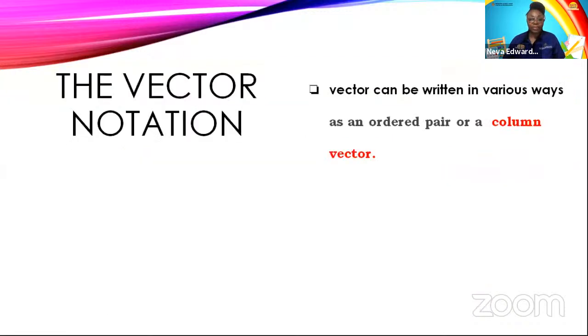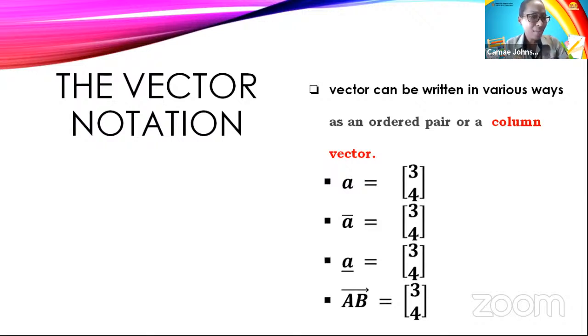So, Kami, is that the only way that we can represent a vector? Not at all. And we're going to be looking at the ordered pair here, as you would have had it, or the column vector. Let's take a look at the different ways that we can represent vectors.